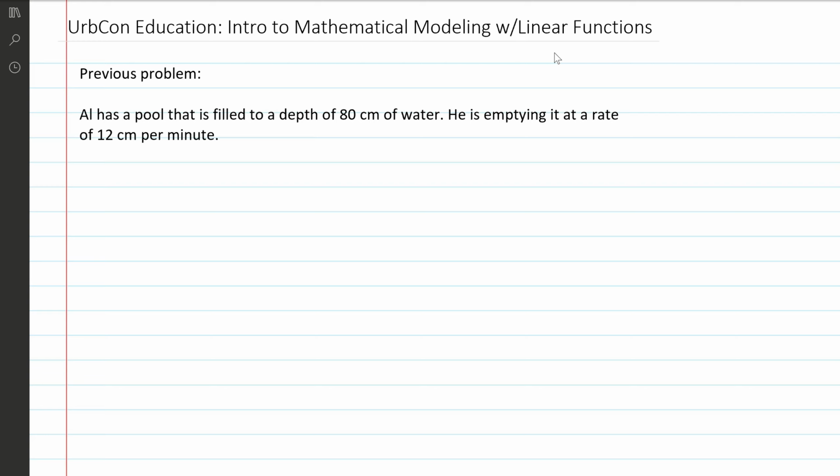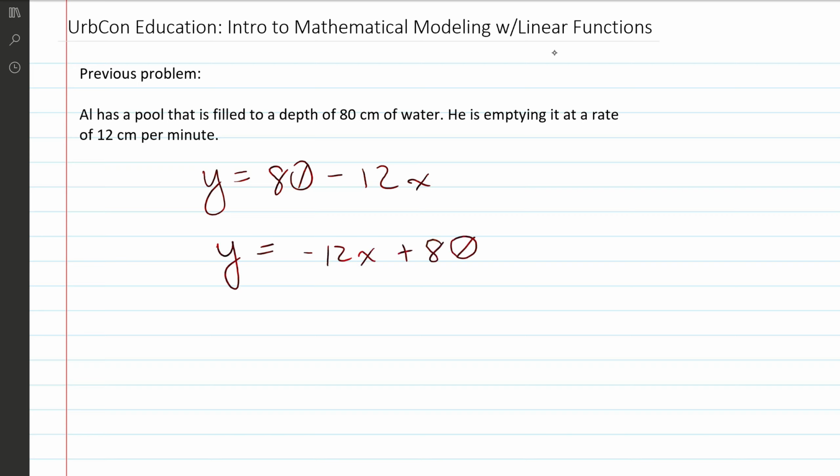In the last lesson, we wrote this: y is equal to 80 minus 12x, right? And we used function notation as well. Instead of the y, we used f of x. I'm going to keep it as y equals 80 minus 12x for now. If I rewrote it as y equals negative 12x plus 80, that's the same thing, but the look of it is something that we may or may not be familiar with, but this is known as slope-intercept form.